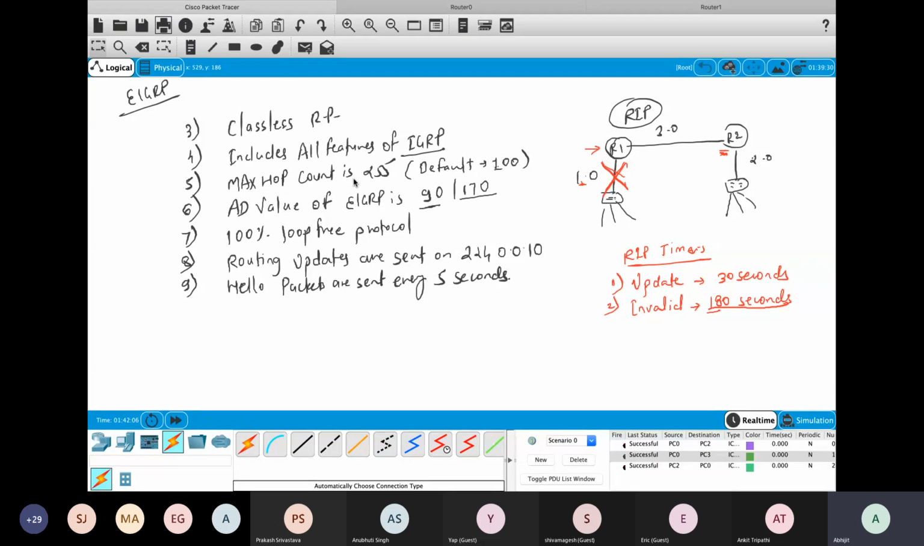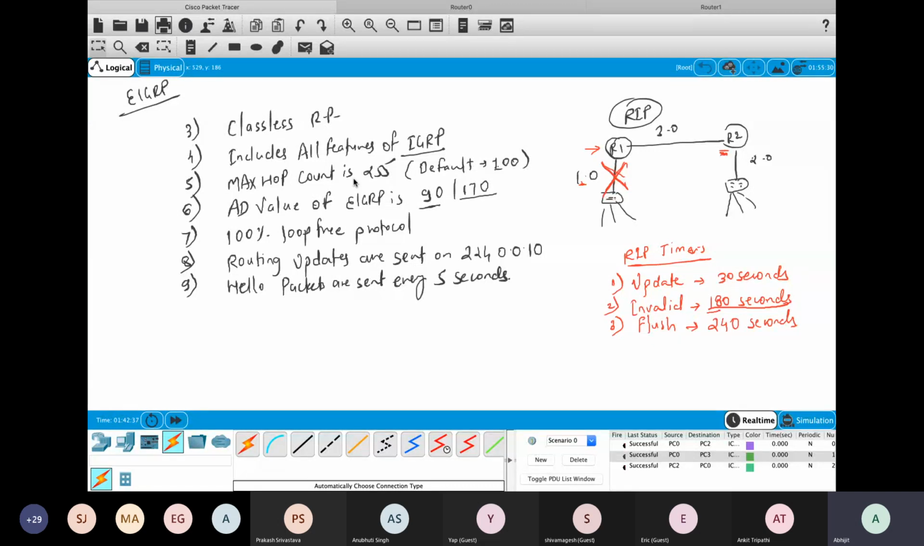until the invalid timer crosses. Then there is a third timer called the flush timer. This flush timer is set to 240 seconds, which means that after 240 seconds, the router removes that particular route from the routing table. Makes sense? This is exactly how the communication actually works.